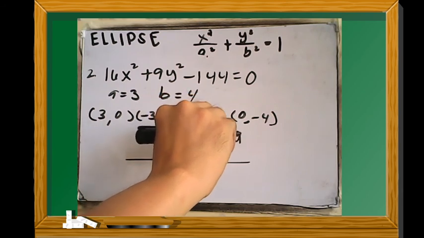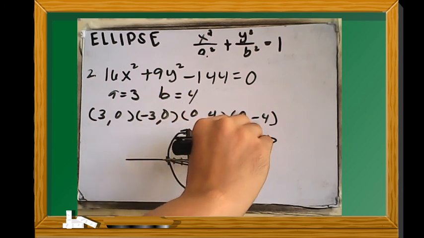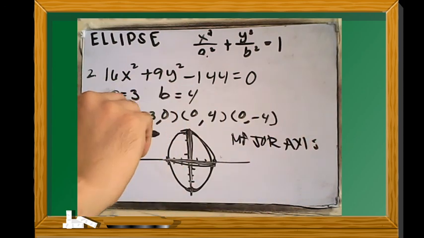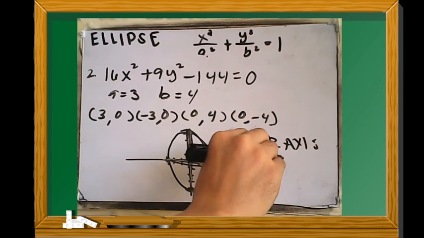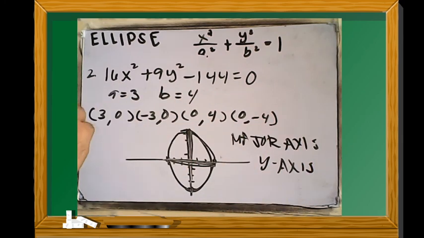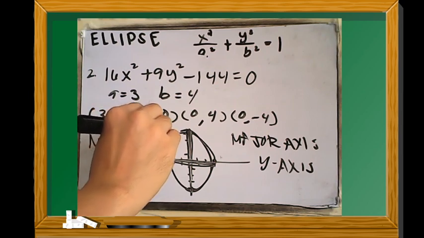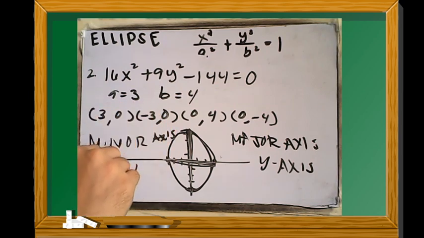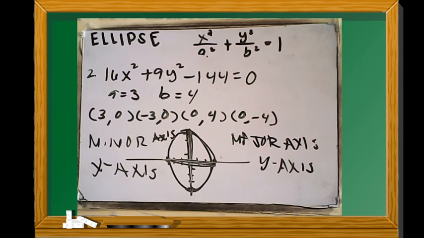So, ang major axis ay makikita sa y-axis. And then ang minor axis ay makikita sa x-axis. So that is how to identify the endpoints of an ellipse. And that is how to translate a given equation of an ellipse to its standard form. So next meeting we will discuss parabola.